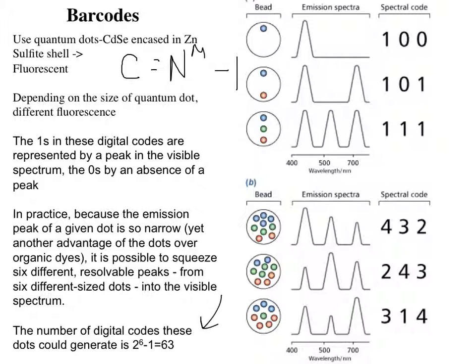So instead of having 2 intensities, you have 6, so it would be 6 to the 6th power minus 1, which would lead to 46,655 codes.